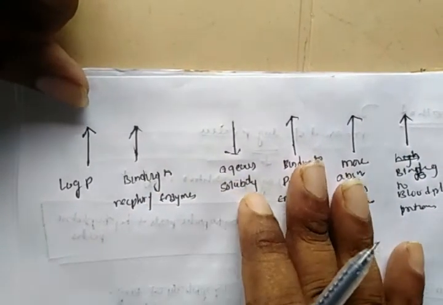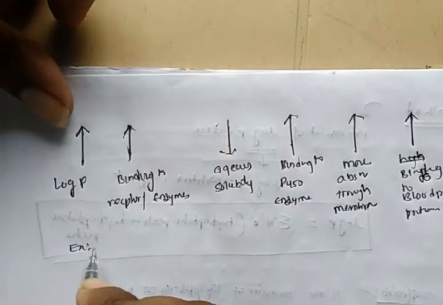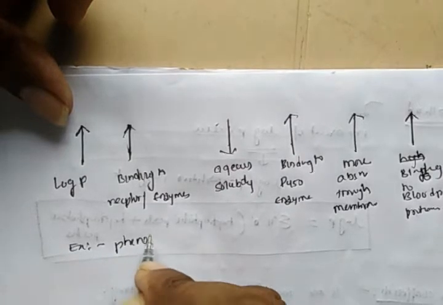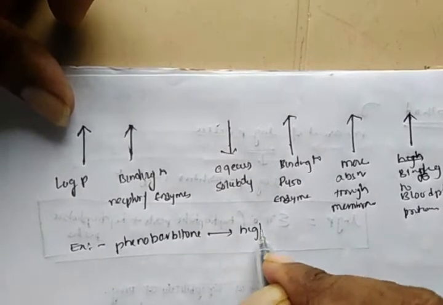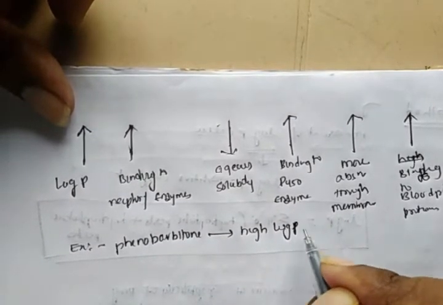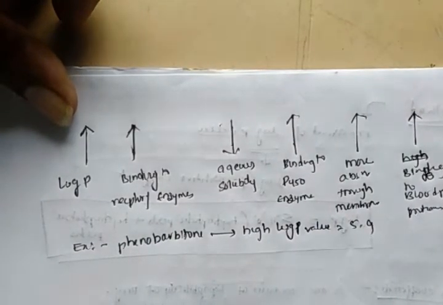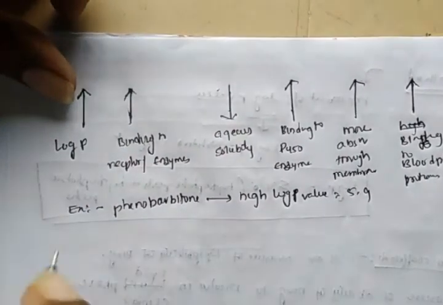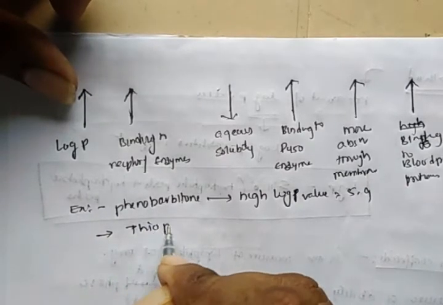So, examples of drugs. Phenobarbital is a drug which has a high log P value, equal to 5.9. So an example for a high log P value drug is phenobarbital. Another similar drug is thiopentone.